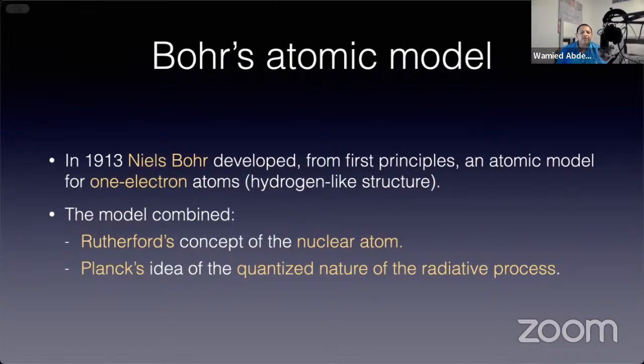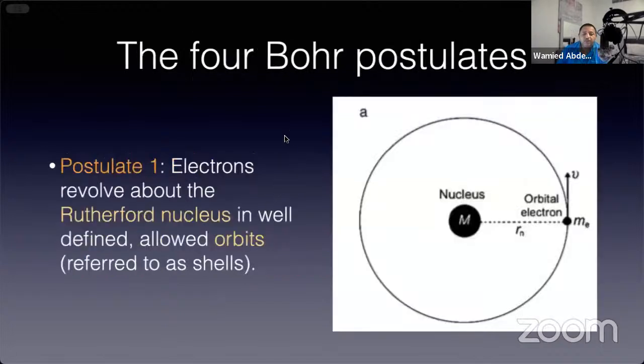And that's why Rutherford came up with this model where the atom has a nucleus, and this nucleus has a positive charge, and the electrons are in a cloud outside of this nuclear atom. So Bohr wanted to solve that problem for the electrons. His model was based on Rutherford's concept of the nuclear atom and Planck's idea of the quantized nature of radiative processes. In his derivation, Bohr had 4 postulates.